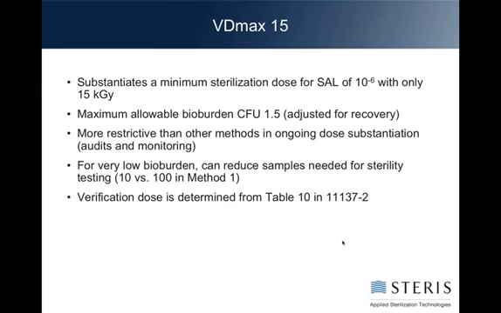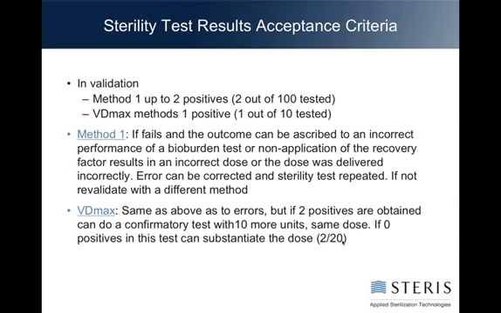Okay, VD max 15 substantiates a minimum sterilization dose of 15 kilogray. The maximum allowed was 1.5 adjusted for recovery, but this method is more restrictive than some of the other VD max methods. For very low bioburden, the nice thing about it is you can avoid using method 1, meaning you can test only 10 samples instead of 100 for sterility. It has its own separate verification dose table, and that one's table 10.